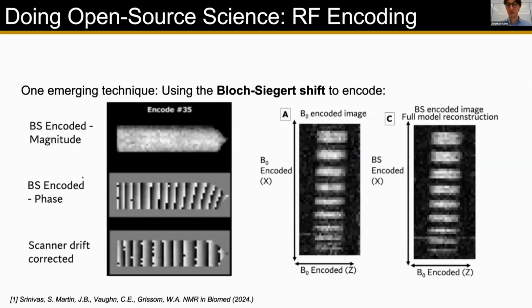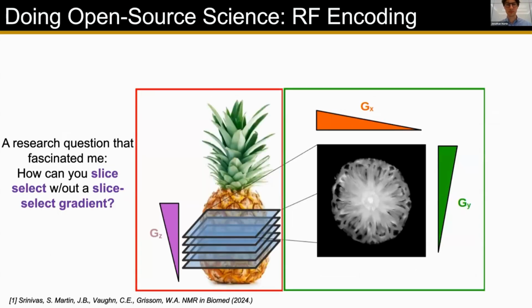So you can see kind of the phase wrap across this linear phantom that she was able to achieve, and able to turn that into encoding of a resolution phantom on the right, substituting this axis of encoding for a B0 axis, which is really cool.